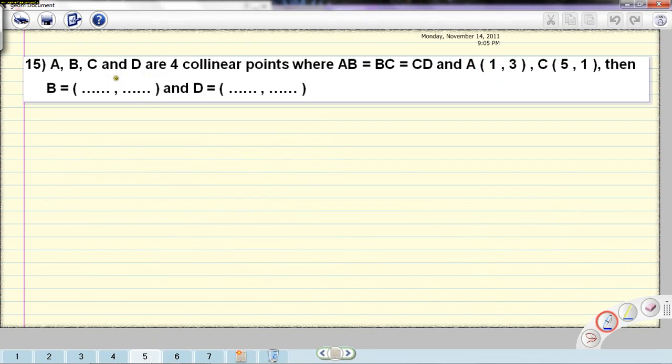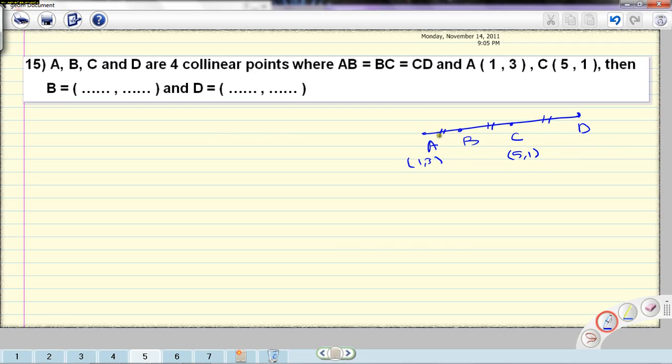The question here says A, B, C, and D are four collinear points. It means they are on the same straight line, and AB equals BC equals CD, and A equals (1, 3), C equals (5, 1), then B equals and D equals. Okay, I'm going to draw this. I have A, B, C, and D, and the question says that AB equals BC equals CD. A is (1, 3), and C is (5, 1). And I want to get B and D.